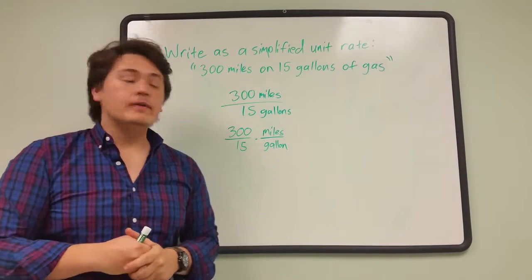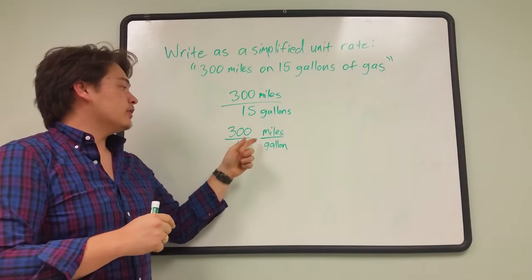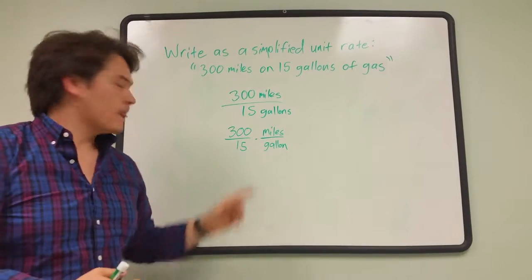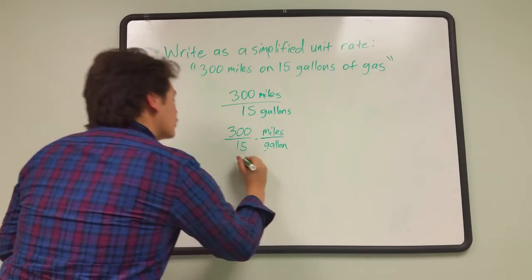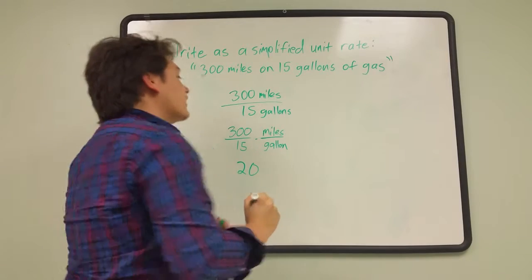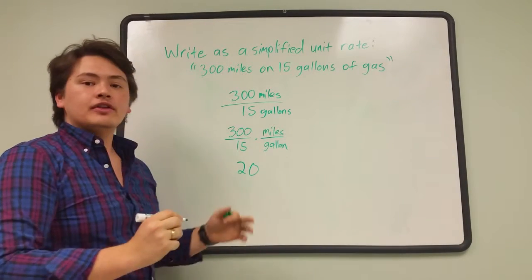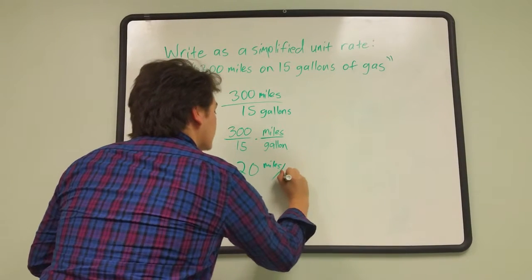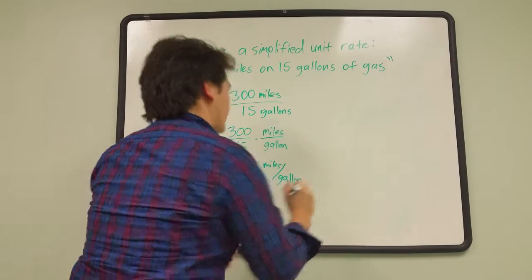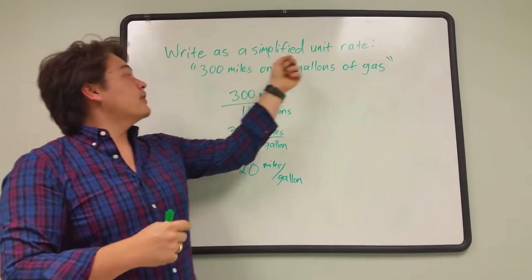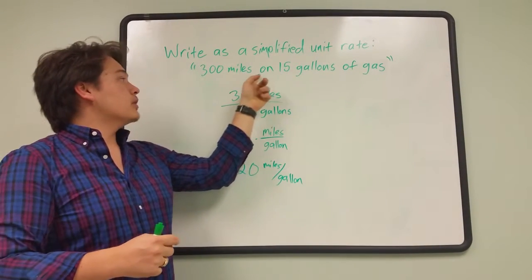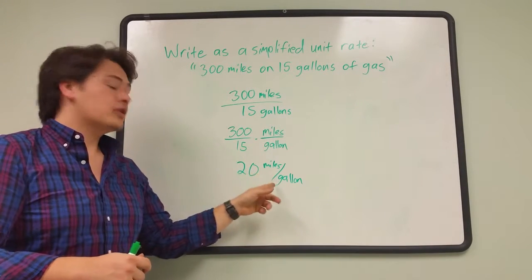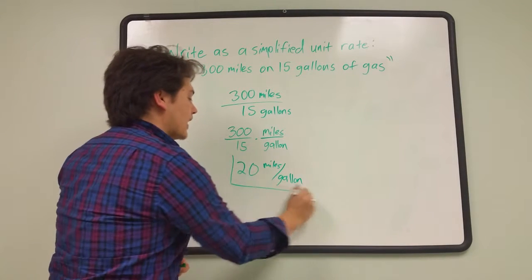So now that I've separated them both, 300 over 15 times miles over gallon, I can simplify the 300 over 15. 15 can go into 300 20 times. And since we have miles over gallons, another way of saying it would be miles per gallon. So the simplified unit rate of 300 miles on 15 gallons of gas is going to be 20 miles per gallon. And that is our final answer.